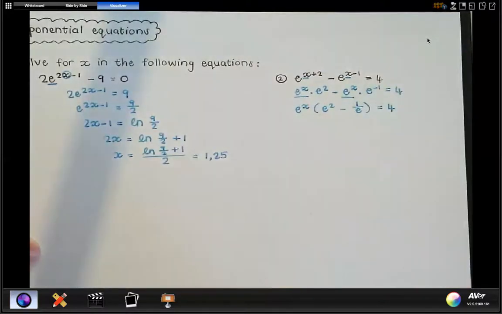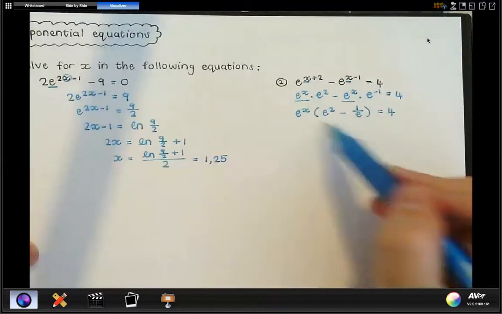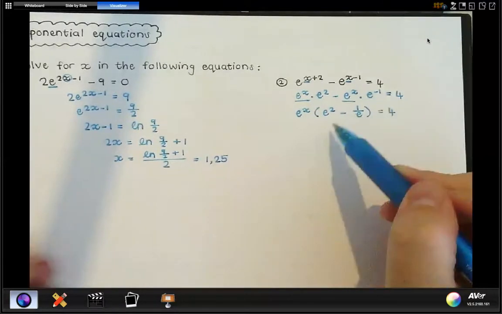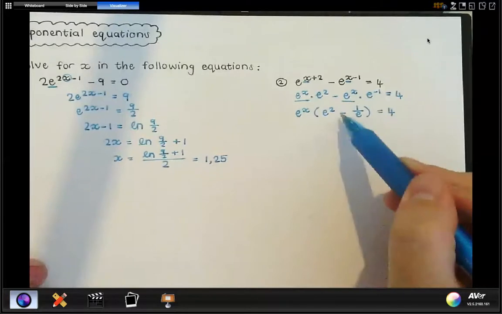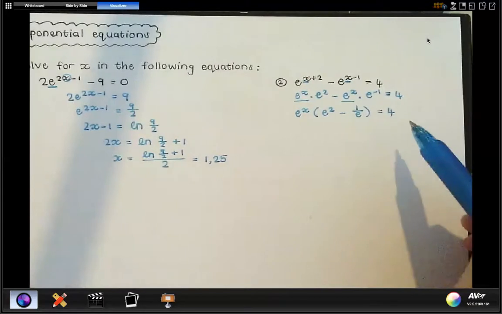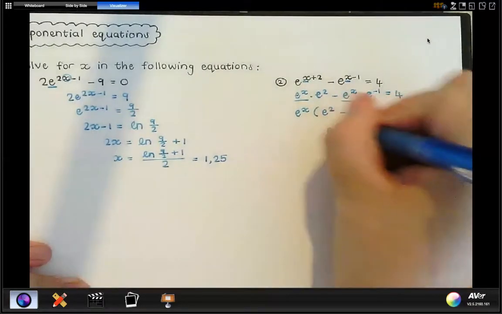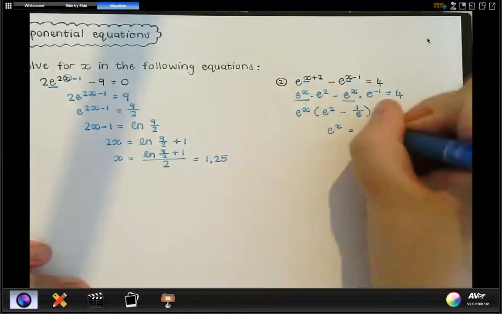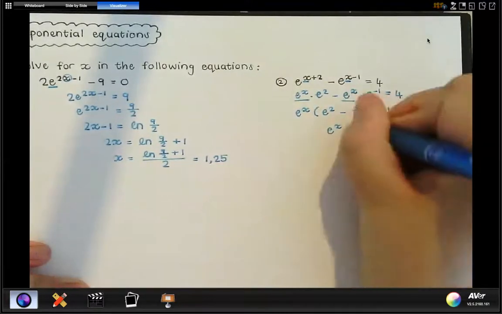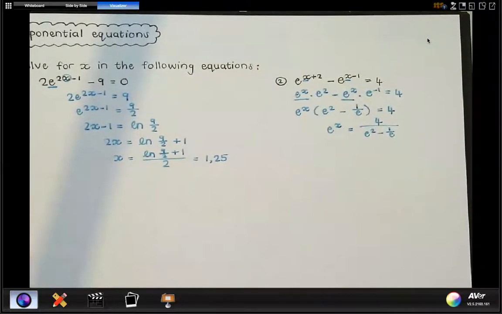Now what I want you guys to keep in mind is that e represents a number. So what we have here in brackets, e squared minus 1 over e, this is actually a number. So I can take this whole bracket over to the other side and divide 4 by this bracket, and that will actually give me a number. All right, so that's what I'm going to do. e to the power of x is equal to 4 over this whole bracket. Now it's up to you whether you want to write e to the negative 1 or 1 over e. Both would be accepted.